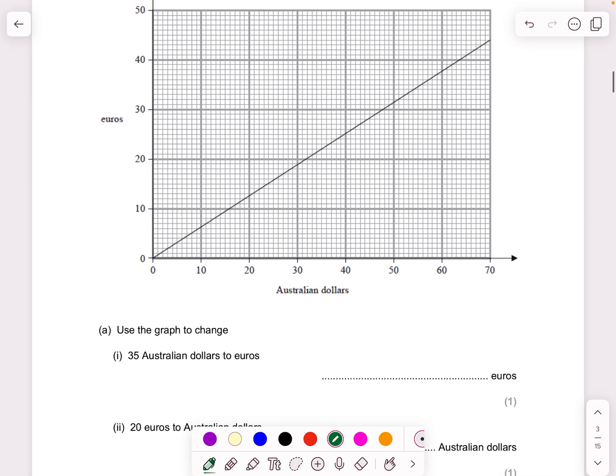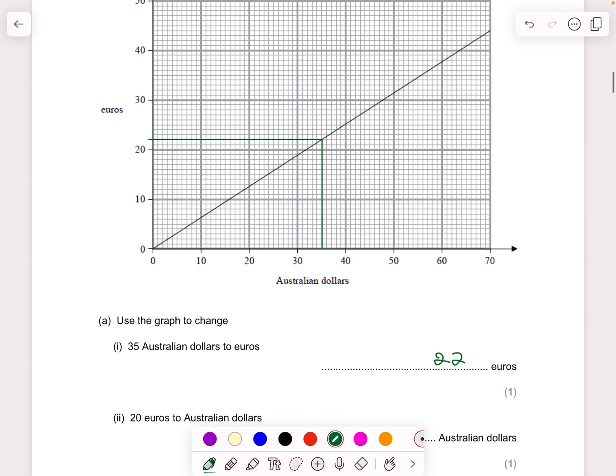Here we want to use the graph to change Australian dollars to euros. So let's do 35. Let's say 1, 2, 3, 4, 5. We go up from the bottom until we hit the graph and then read off. So I've got 22 euros. And when you look at the mark scheme, they allow you between 21 euros 50 and 22 euros 50.